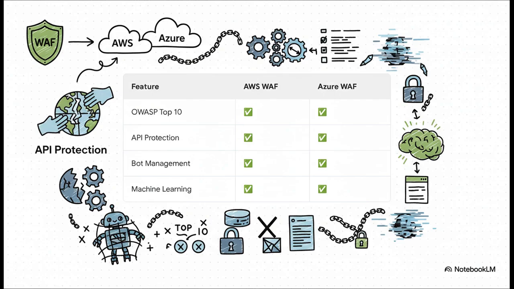You know, at a high level, these two services look really similar. I mean, they both check all the big boxes. Protection against the OWASP top 10, that's kind of the most wanted list of security risks, check. Securing your APIs, check. Dealing with annoying bot traffic, check. And using machine learning to get smarter over time, you guessed it, check. So this decision isn't really about which one is good and which one is bad. It's about finding the right fit for you.